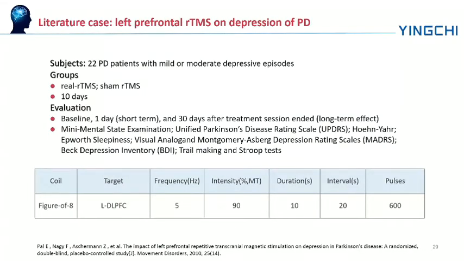This is another literature case, for left DLPFC rTMS on depression in Parkinson's disease. There are 22 Parkinson's disease patients with mild or moderate depressive episodes, and they are evaluated before the TMS treatment, 1 day after the treatment, which stands for the short-term results, and 30 days after the treatment session ended to see the long-term effect. They use a figure-of-8 coil to stimulate the left DLPFC with a high frequency.